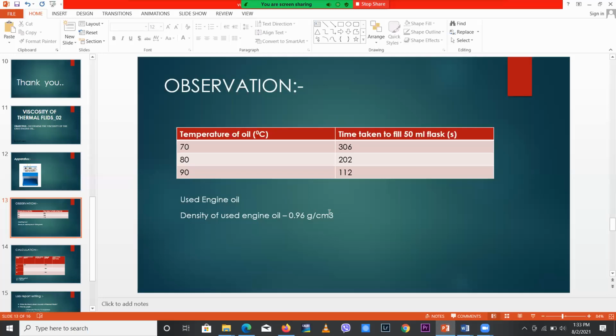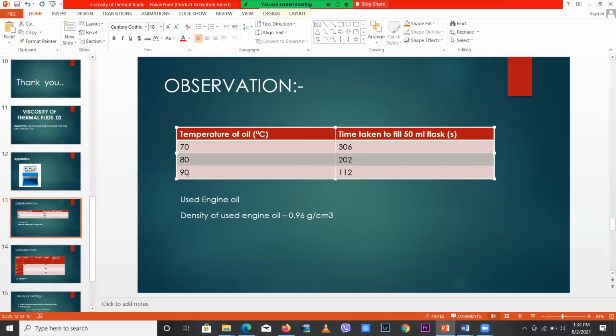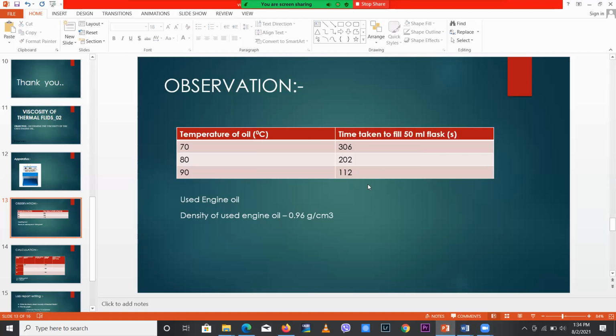This is our data for the used engine oil. At 70 degrees Celsius, 306 seconds; at 80 degrees Celsius, 202 seconds; at 90 degrees Celsius, 112 seconds. That is the time taken to collect the 50 milliliter sample through the orifice.